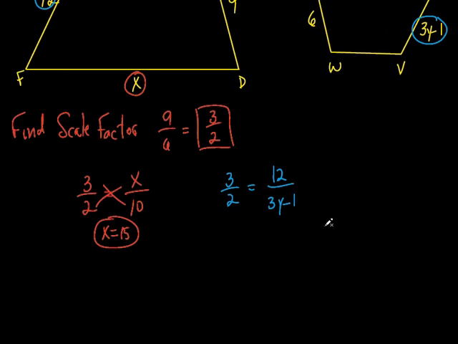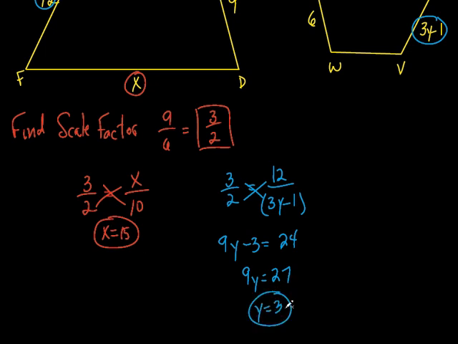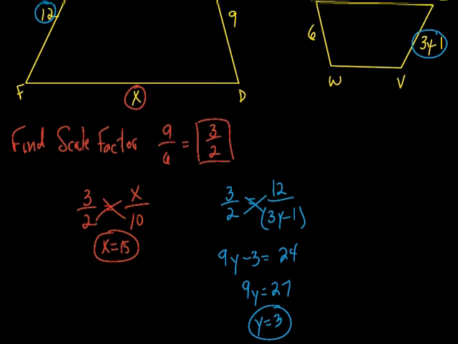And now you can cross multiply and make sure that you put that in parentheses and distribute. So that gives you 9y minus 3 equals 24. Add a 3 to both sides. That gives you 27. Divide by 9, and that gives you 3. And there's your x, and there's your y. This one doesn't say to plug it back in. Doesn't say find the lengths of anything. It just says solve for x and y. And that's how you do it.